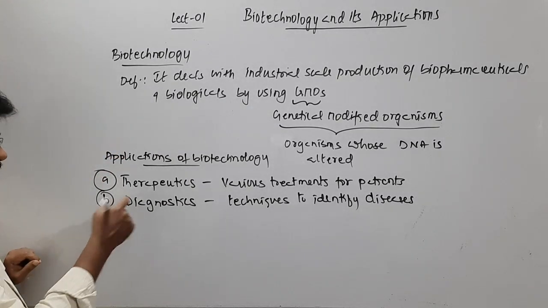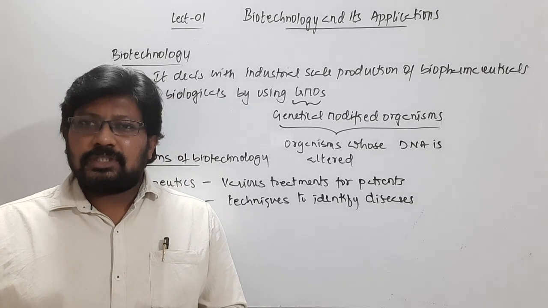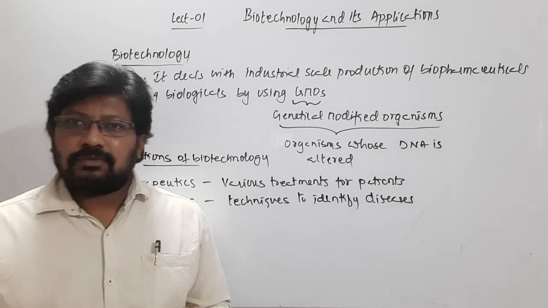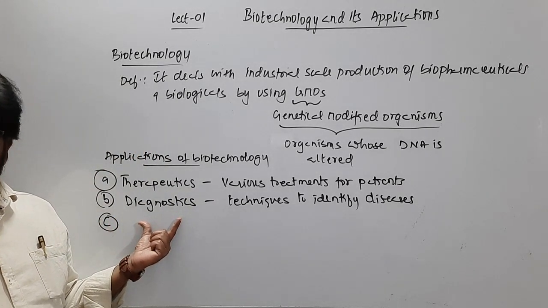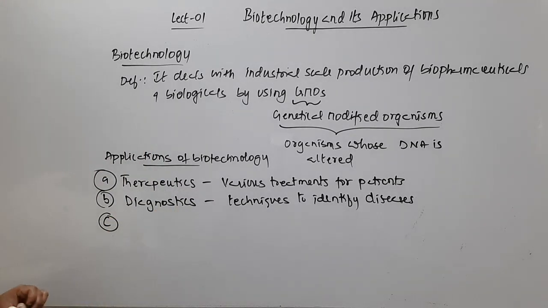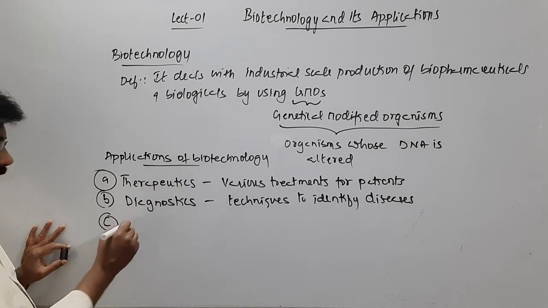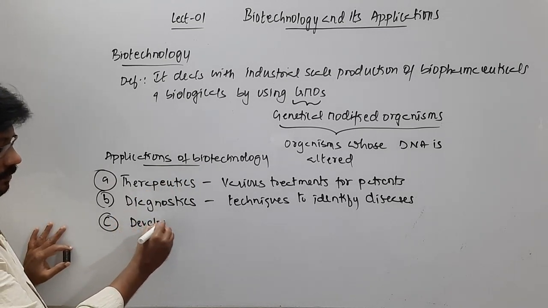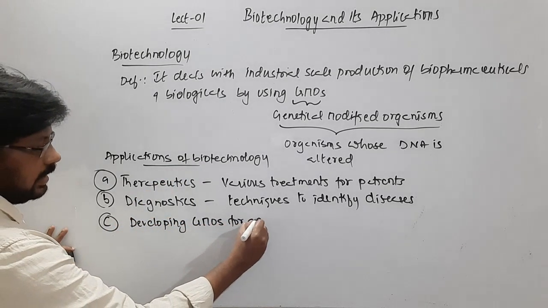Once we get the disease, finding out what kind of disease a person is having is what we call diagnosing. So in that also biotechnology helps to find out what disease the person is suffering from. Then developing GMOs for agriculture.